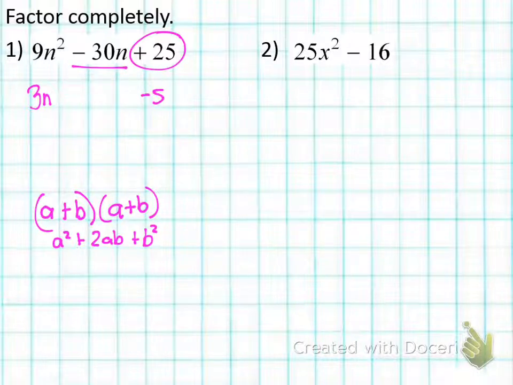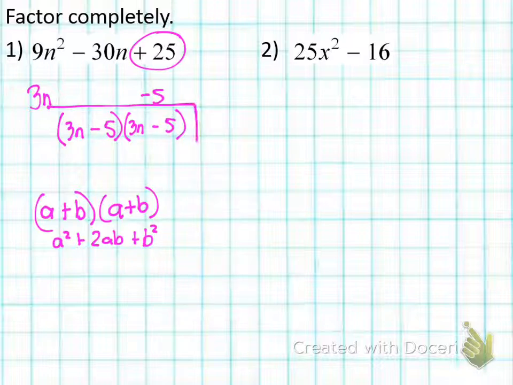So usually I do this in my head. I don't write all this down. So what I just do is just make 2 parentheses and take the square root of 9n squared, which is 3n, and square root of 25, which is negative 5. And then I'm done. Okay? That's my answer. Alright?